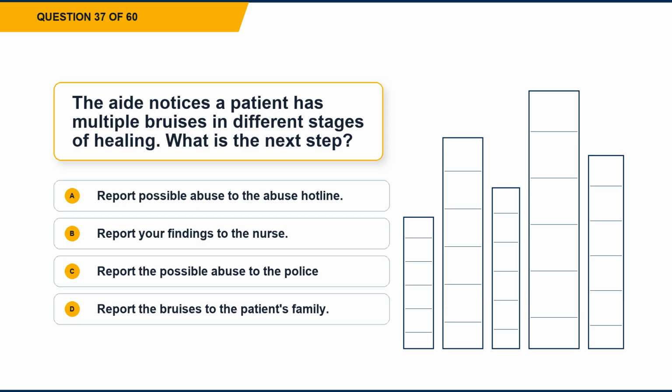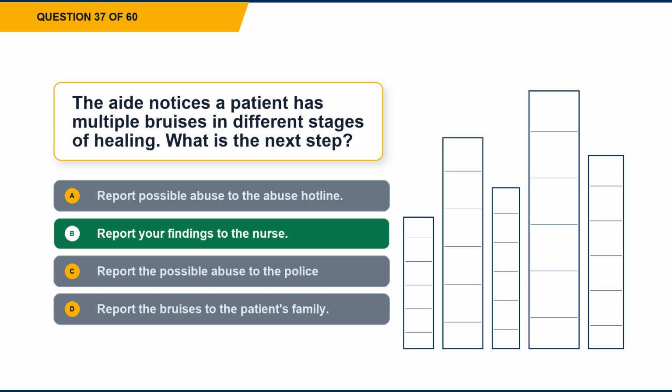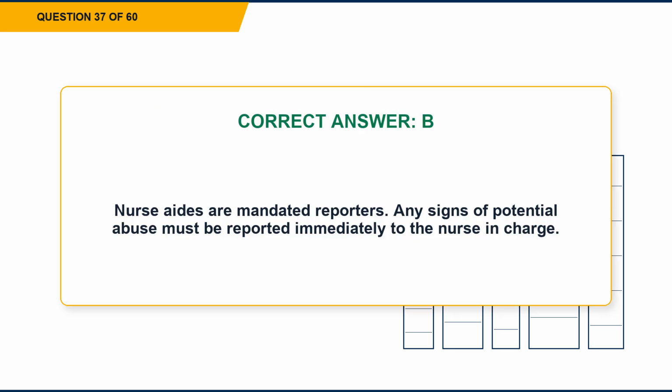Question 37. The aide notices a patient has multiple bruises in different stages of healing. What is the next step? Option A, report possible abuse to the abuse hotline. Option B, report your findings to the nurse. Option C, report the possible abuse to the police. Option D, report the bruises to the patient's family. The correct answer is option B. Report your findings to the nurse. Explanation: nurse aides are mandated reporters. Any signs of potential abuse must be reported immediately to the nurse in charge.